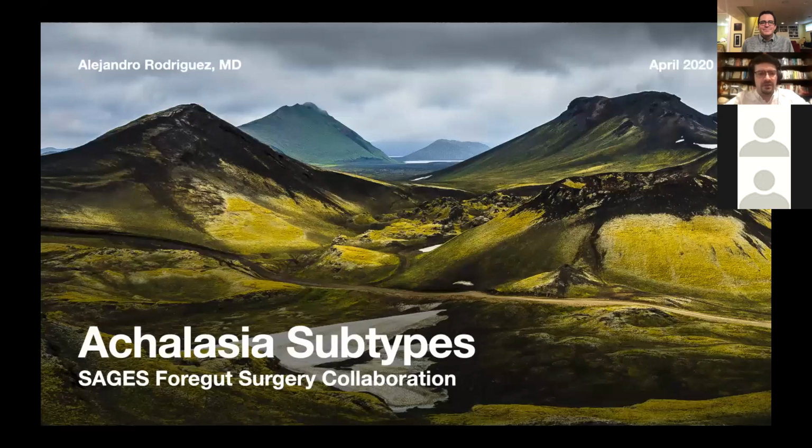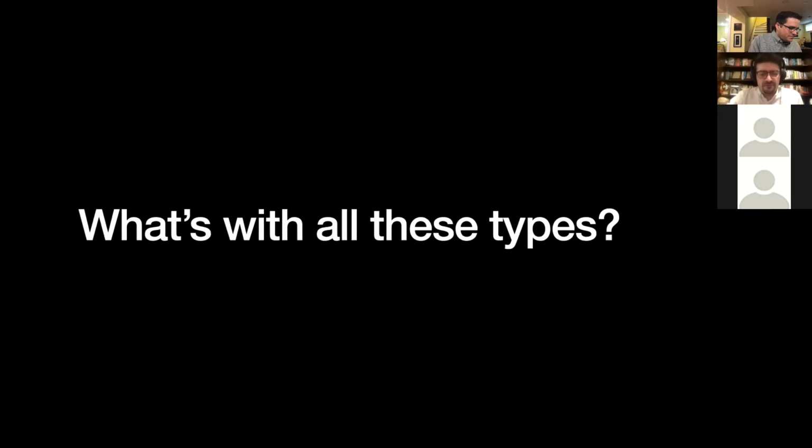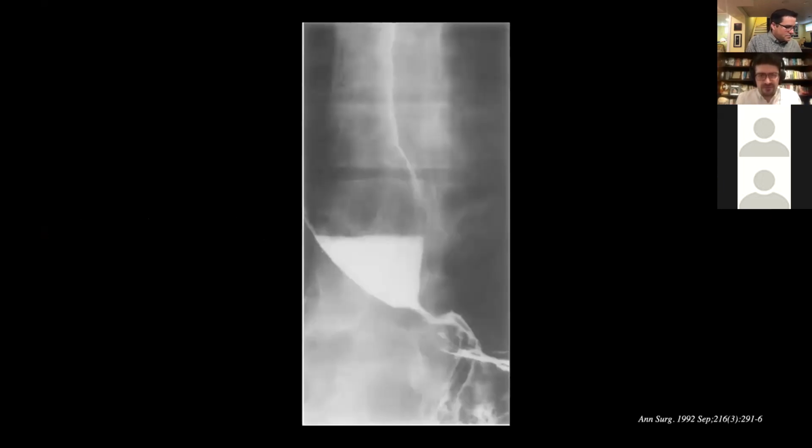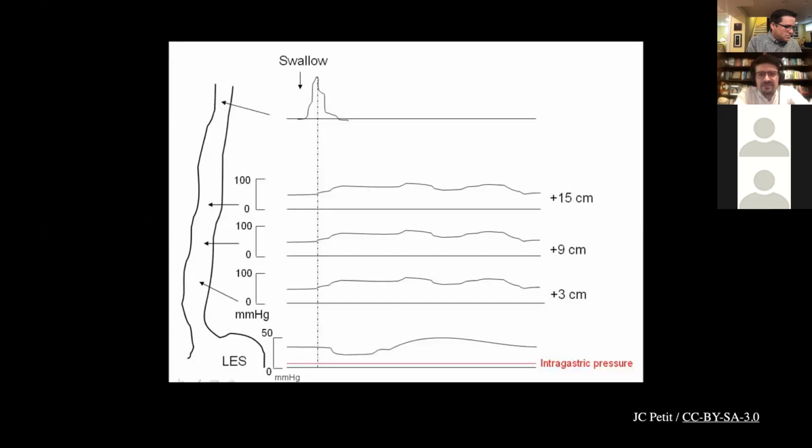All right, so let's dig into the subtypes of achalasia based on manometry. What's going on? We used to just have achalasia. If you looked at the upper GI or your conventional manometry report, and all you saw was the failure of the LES to relax, that was achalasia, and you treat it in whatever way you would normally treat achalasia.